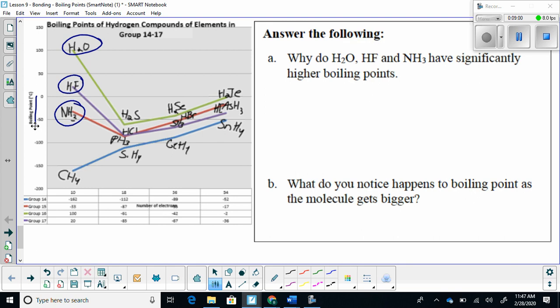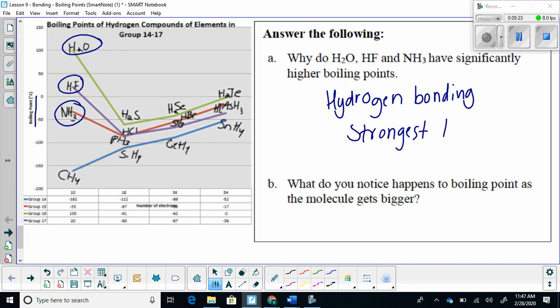So now looking at this graph, we notice that hydrogen fluoride and ammonia have significantly high boiling points. Why is that? Yes. They have the strongest IMF. Which one is that? Hydrogen bonding. Which is the strongest IMF. The stronger a bond gets, the harder it is to break, the more energy it requires, raising the boiling point.